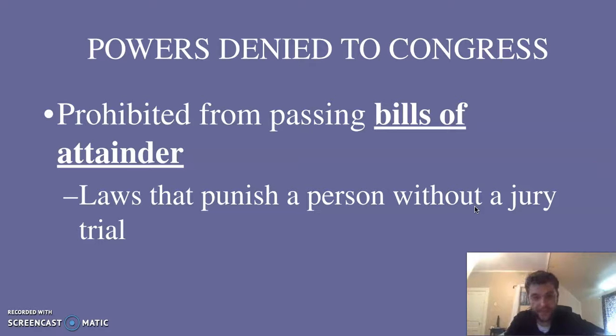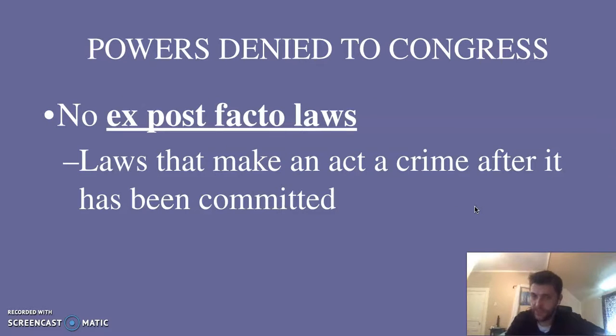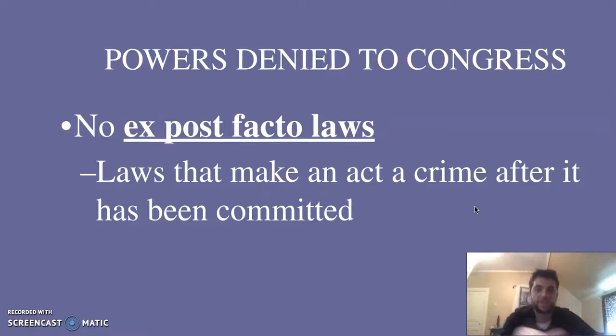Passing bills of attainder, laws that punish people without a jury trial. No ex post facto laws, laws that make an act a crime after it's been committed. So I steal an apple, but then they make a law against it later. Like, that's not allowed. Of course, that was probably a terrible example. And these are the powers of Congress. Short, sweet, and to the point.